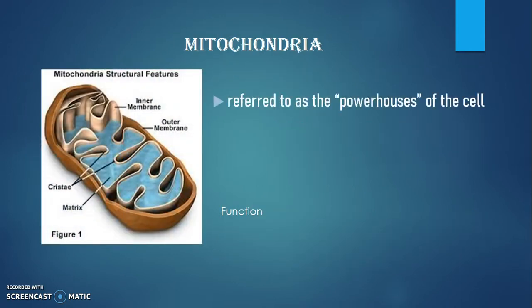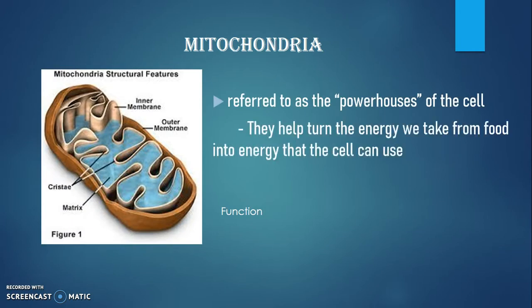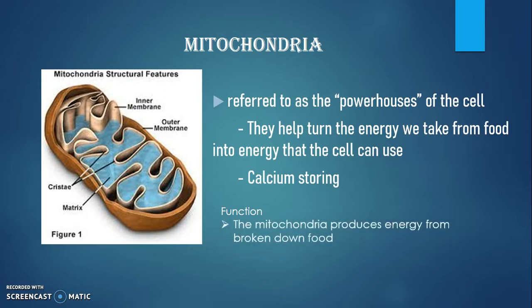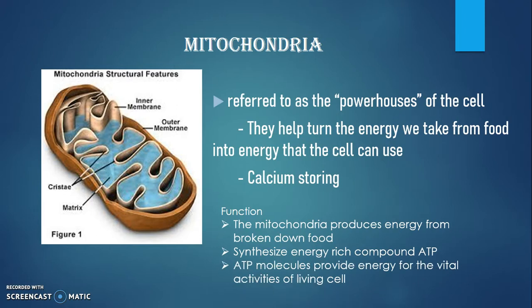Mitochondria. Mitochondria are referred to as the powerhouse of the cell. They help turn the energy we take from food into energy that the cell can use. And the function of mitochondria is to produce energy from broken down food and synthesize the energy-rich compound ATP. ATP molecules provide energy for the vital activities of living cells.